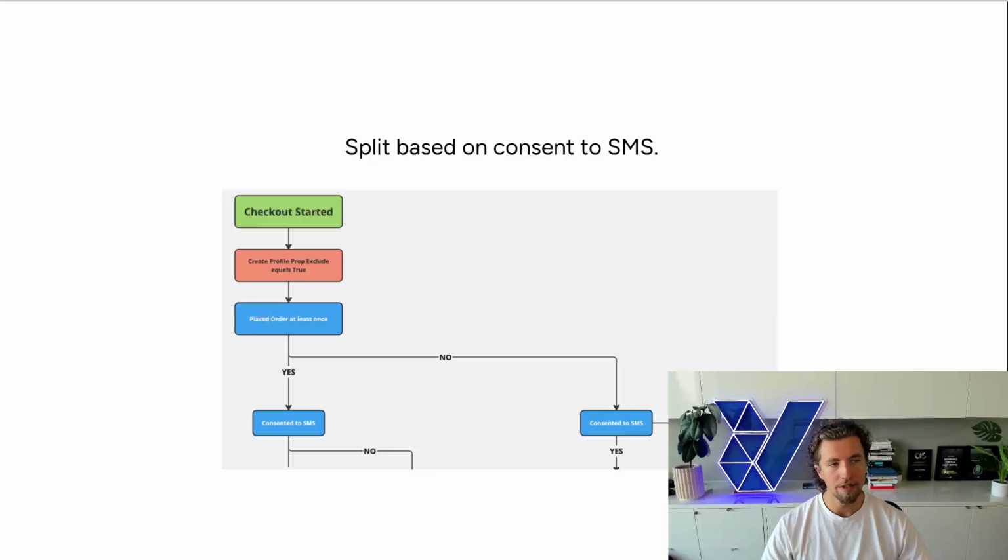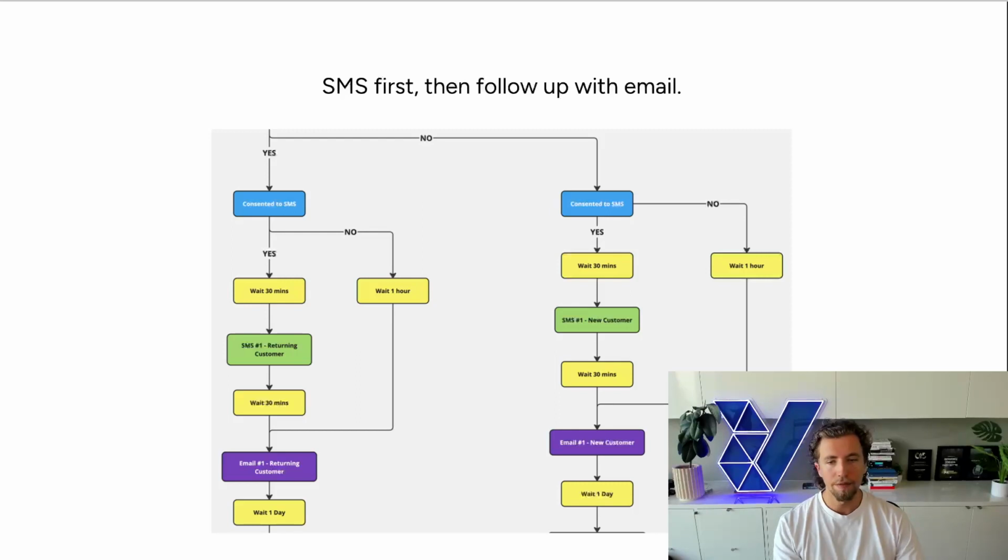We then want to split based on consent to SMS. If they've provided us with the number and they've consented to SMS, we want to put them through a different flow that also includes SMSs. After the first text is sent, we then want to go ahead and follow up with an immediate email, which is simply a reminder that they abandoned cart. In the majority of instances, that's enough to get a user back to site and follow through with a conversion.